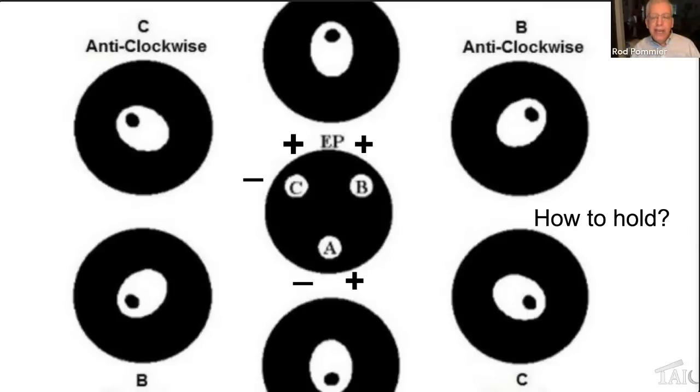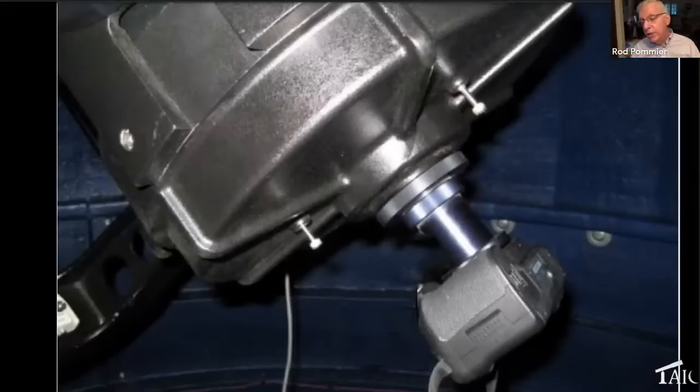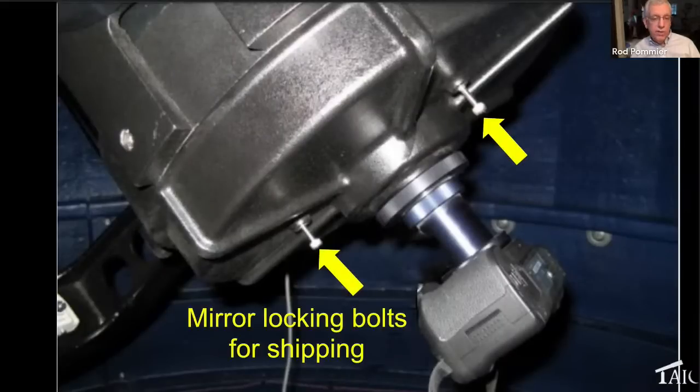So now the question became, how am I going to hold my focus and my collimation as I continue imaging through the night? It turns out there was actually a good solution for that as well. These are shipping screws that come on the back of a C14. You disengage them when you get the telescope and back them out.